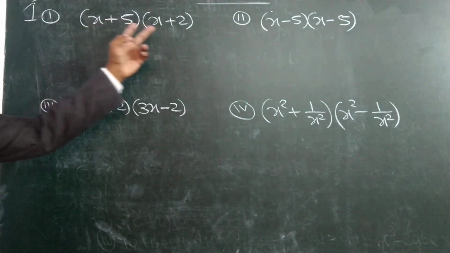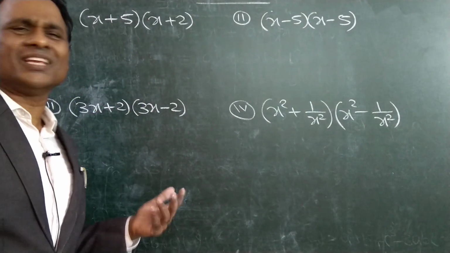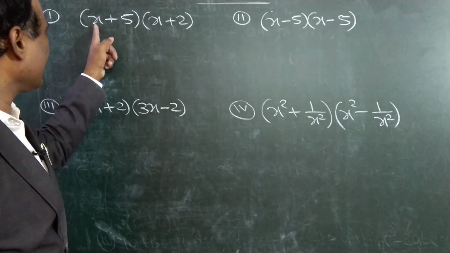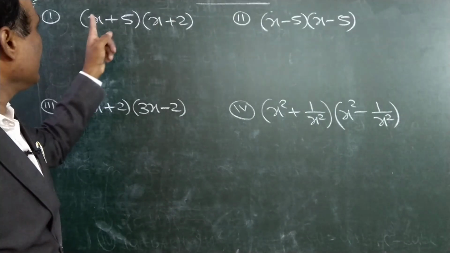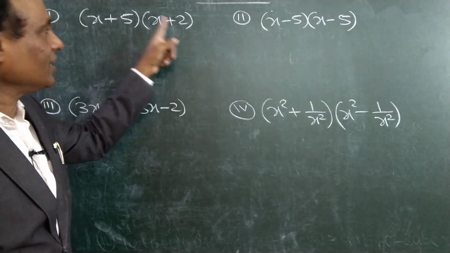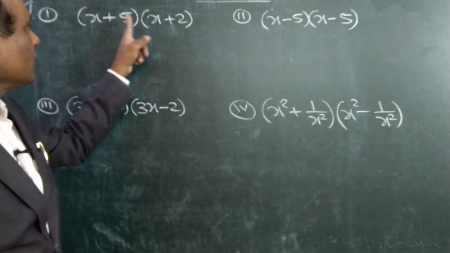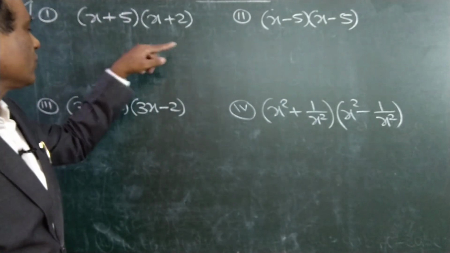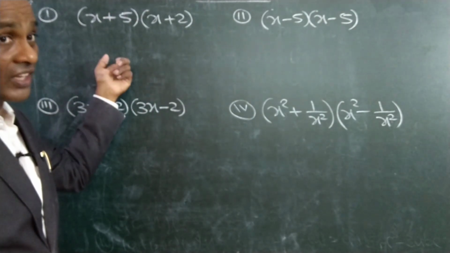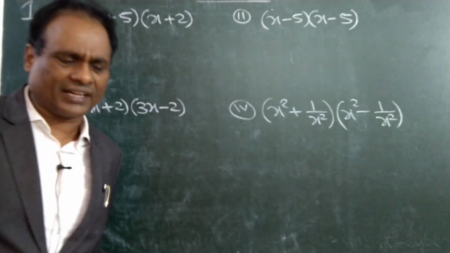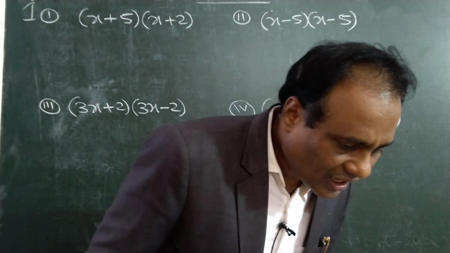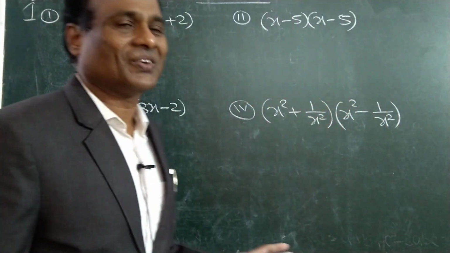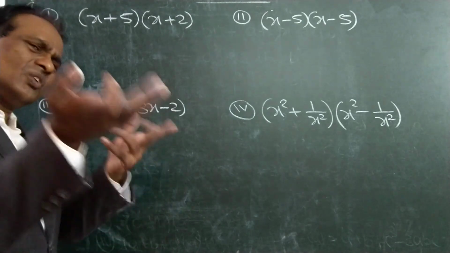Actually, for multiplying these two, we don't need any formula. Just multiply x into x, x square, x into 2, 2x, 5 into x, 5x, 5 into 2, 10. So x square, 2x plus 5x is 7x, plus 10, directly we can write. But the question is, use the identity. So that condition is given, let us use the identity.